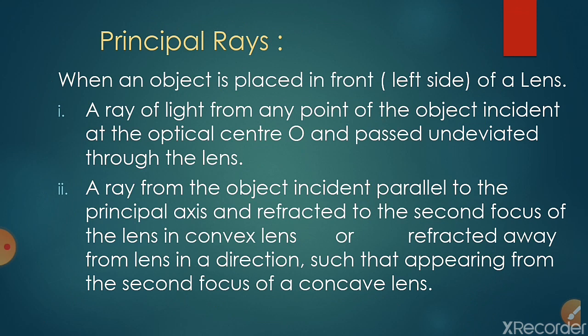First, the first principal ray is the ray of light from any point of the object that is incident at the optical center O and passes undeviated through the lens. This is the first principal ray. We have the figure. Now the second principal ray: a ray from the object incident parallel to the principal axis is refracted to the second focus of the lens for a convex lens. For a concave lens, it is diverged away from the lens in a direction such that it appears to come from the second focus of the concave lens.